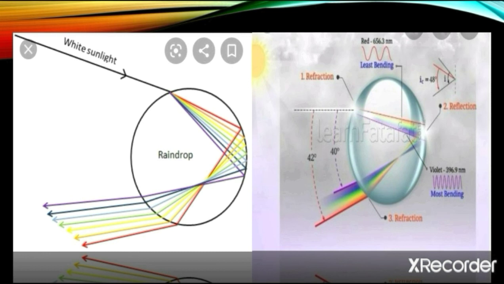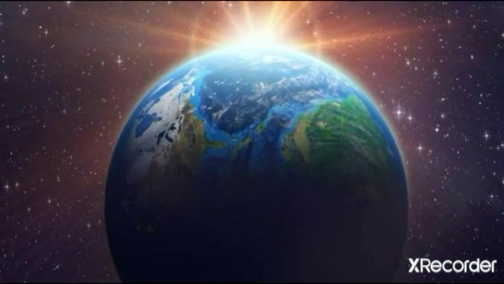Rainbow is one of the most beautiful natural phenomena, but I'm not lucky enough to see it yet. But if you really want to see a rainbow, you should turn your back towards the sun. That means you should be standing between the sun and the rainbow, and make sure that there are water droplets present in the atmosphere. Our planet has a lot more fascinating phenomena.